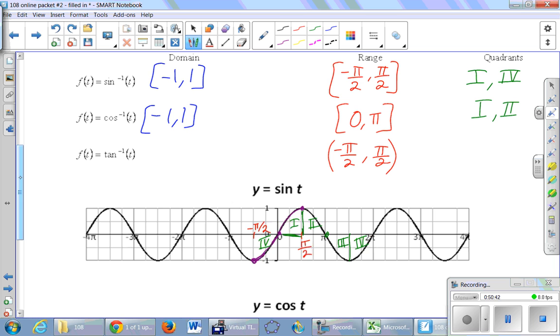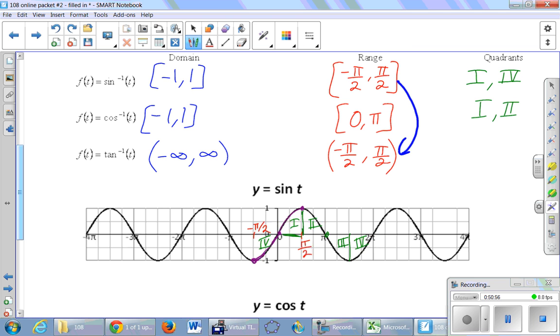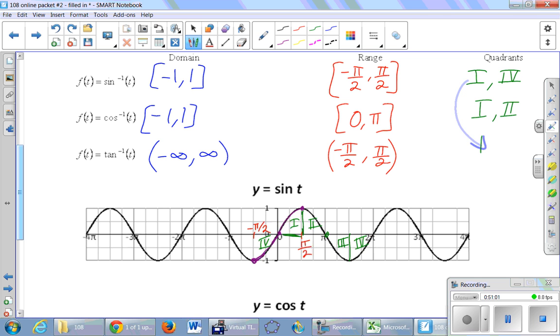And then the domain here is actually quite different. Where does the tangent function start at the bottom? It starts at minus infinity. It goes all the way forever. So the domain here is all real numbers, minus infinity to infinity. And the quadrants that we get, it's the same answer as up here, right? Minus pi over 2 to pi over 2. So it's going to be the same quadrants here, 1 and 4.